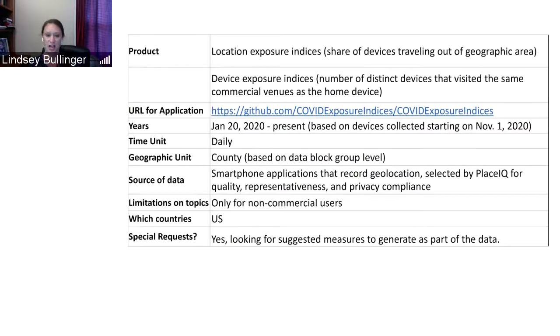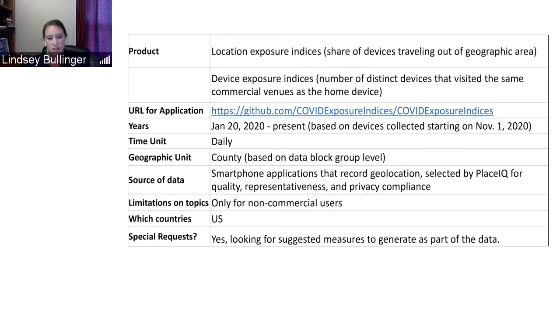So they basically visited the same commercial venues as the home device. If we think about these devices as people, it'd be the equivalent of how many people this person came into contact with. And so they create indices for the number of devices that each device is coming into contact with. Here's the link for this particular data set, and it is available from January 20th onward at the daily level, and the geographic unit here is the county, which is based on neighborhood census block group level data.